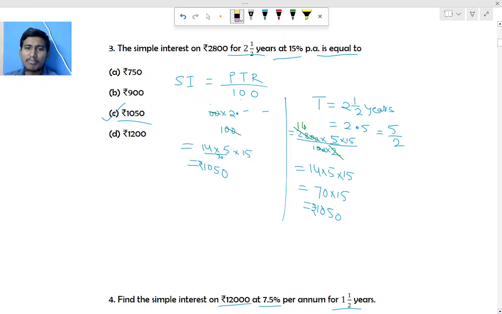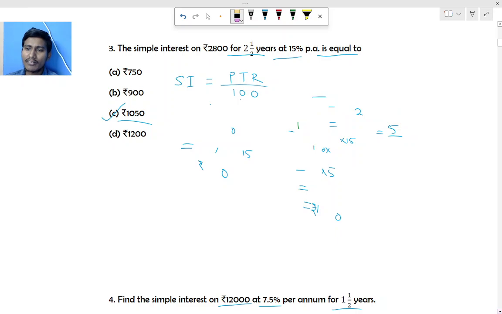That is, we know simple interest we have to find. So what is given? So if you see the question, interest on 2800 for time 2.5 years at 15% per annum equals to, they are asking to find the interest. So we know the time is 2.5 years.